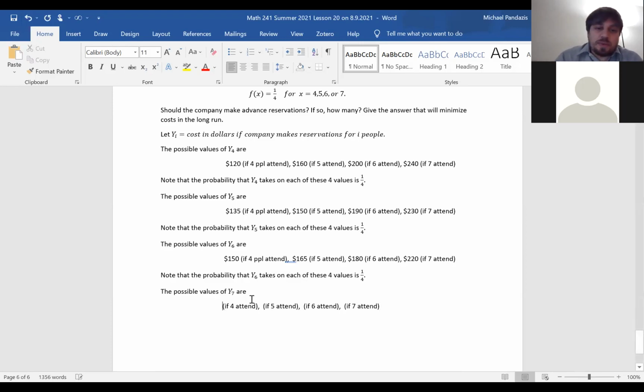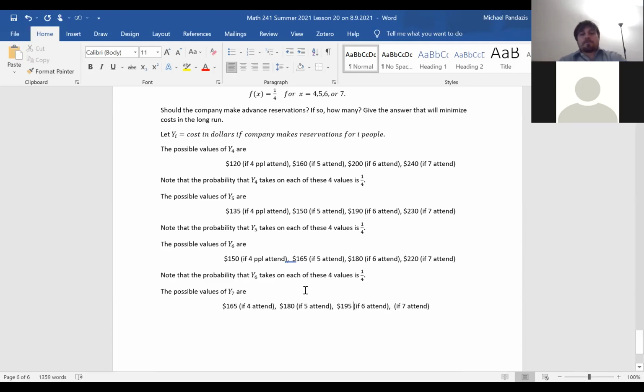Okay, and so if 4 people attend, then bargain rate for 4 of them, that's 120. The other 3, they have to pay cancellation fee. That's 15 times 3 is 45. 120 plus 45 is 165. So they have to pay $165 if 4 people attend. If 5 people attend, they have to pay an extra cancellation fee. So that's another $15 they have to spend. And so that's 180. If 6 people attend, they pay an extra cancellation fee, and so then that's 180 plus 15.